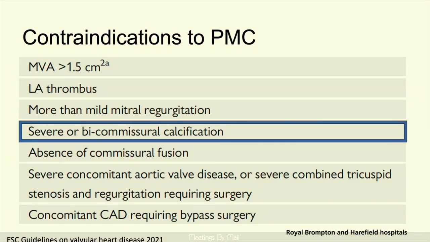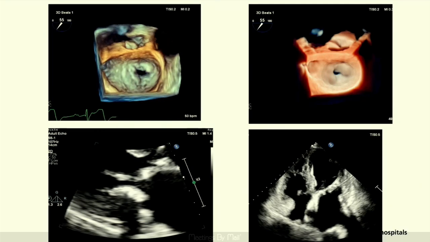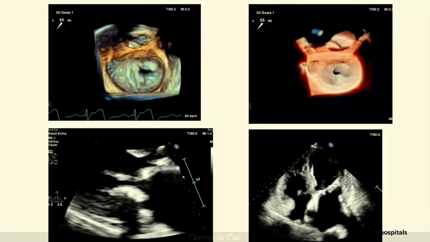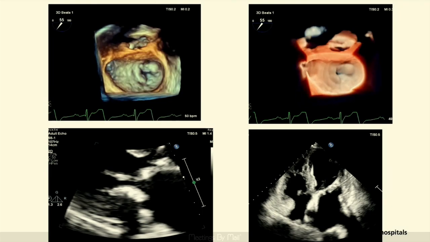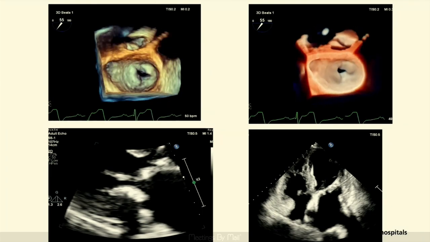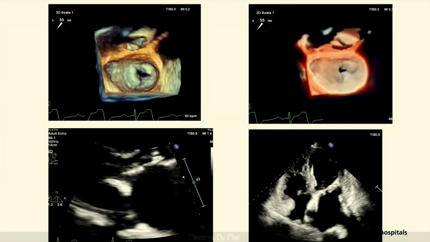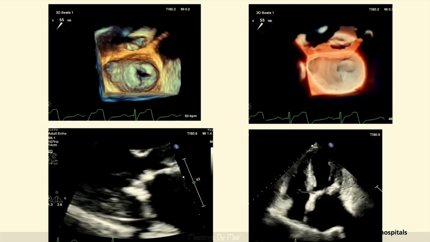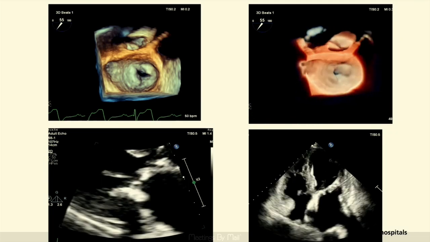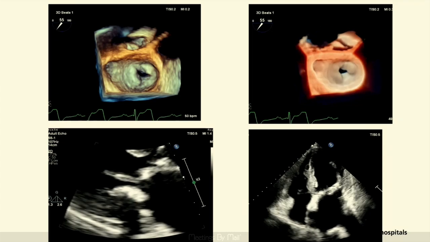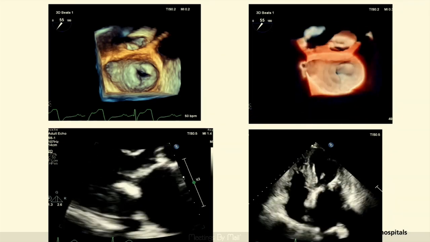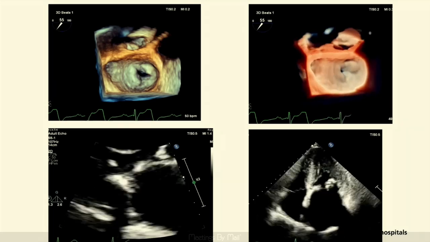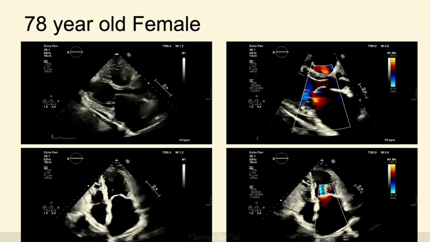Other considerations are presence of severe or bicommissural calcification. So you can see on the 3D image at the top left that this patient has a lot of calcification around the annulus. The commissures are involved, and a very small mitral valve orifice. The 2D pictures at the bottom demonstrate the degree of calcification as well. This patient we would consider if this is the only option for them, but it's quite unpredictable what happens when you inflate the balloon in this group of patients.